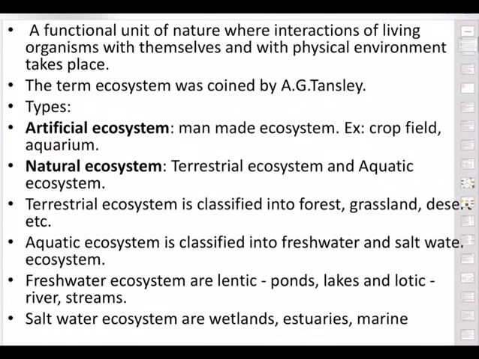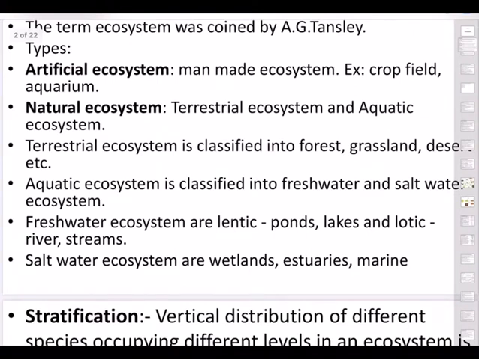So there are varieties of natural ecosystems. Terrestrial ecosystems like forest, grassland, desert. Terrestrial means land. Aquatic ecosystems are like freshwater and saltwater ecosystems, like just now I said, a river, lake, pond, and sea and ocean. And then the freshwater ecosystem is lentic, ponds, lakes and rivers, streams. And the saltwater ecosystem is marine. It's basically wetlands, estuaries, seas, oceans, like this.